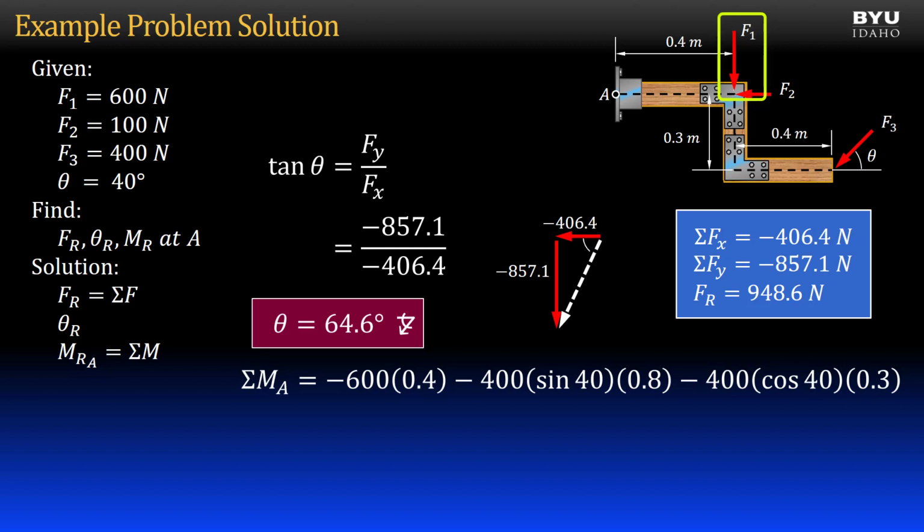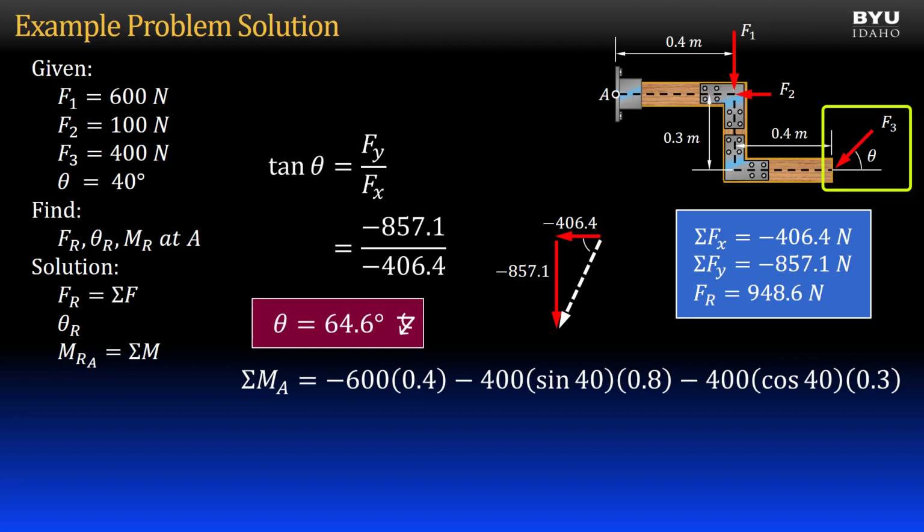Let's start with F1. It is vertical and causing a clockwise or negative rotation about point A. So I write negative 600 times its horizontal offset from point A, 0.4 meters. The line of action of force F2 passes through point A, so its moment arm is 0 and it does not show up in our equation.